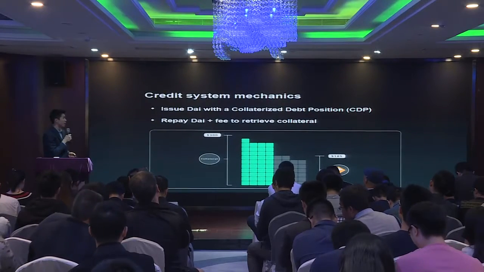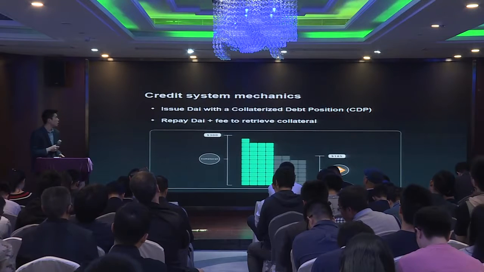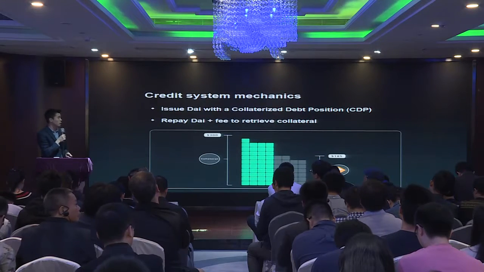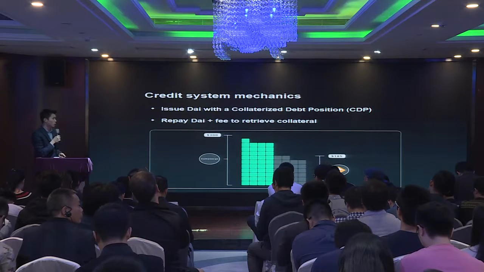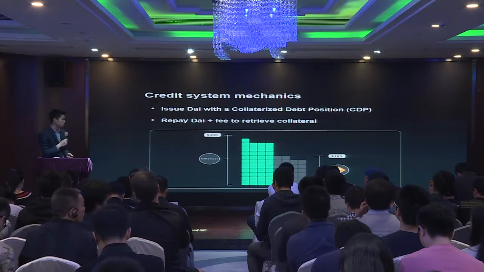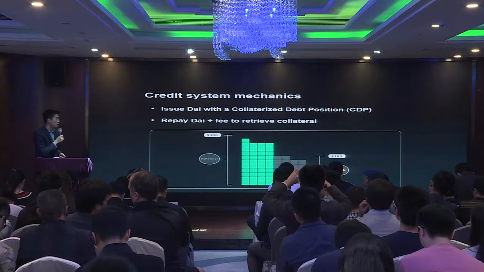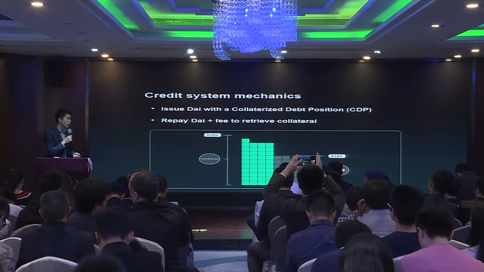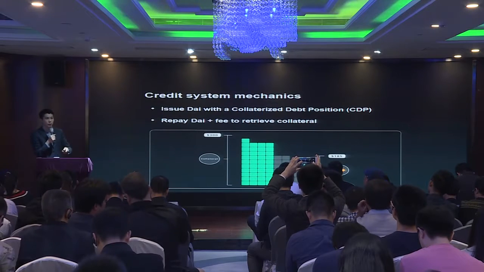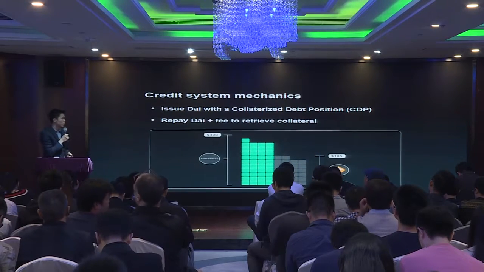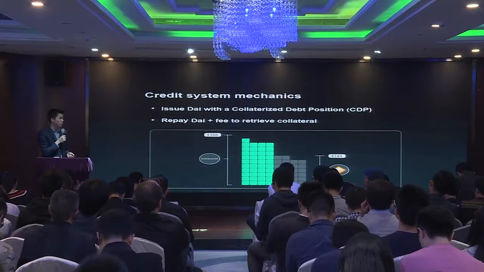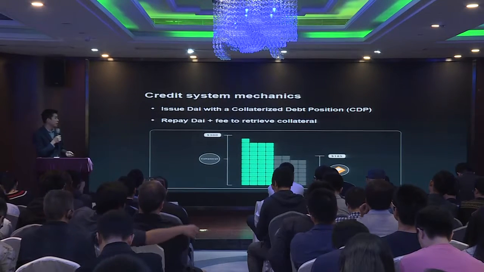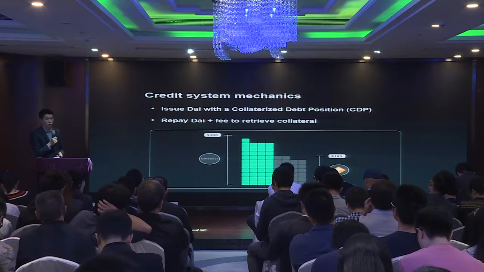So let's go through the mechanics of the credit system. In order to issue the DAI, first the user will open a collateralized debt position, or CDP. Then the user will lock up their valuable asset as a collateral and issue DAI. Then he can use the DAI to go long on any asset that they think the price will increase. Later he can repay the DAI plus the fee to retrieve the collateral.